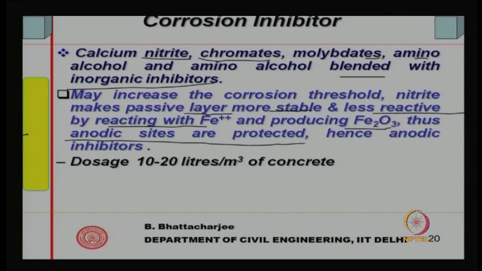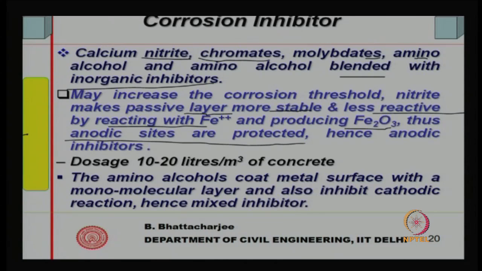Opposed to this, there are some others which are cathodic inhibitors. Now, dosage is 10 to 20 liters per meter cube of concrete, as we can see. Amino alcohols, for example, coat the metal surface with a monomolecular layer and also inhibit the cathodic reaction, hence mixed inhibitor. So, the mixed inhibitor protects both anodic sites and cathodic sites. Rebar corrosion is an electrochemical process, and in it there are some anodes in the rebar and some cathodes in the rebar.